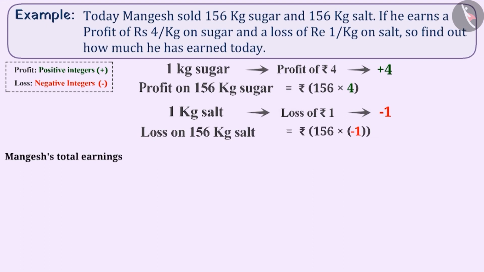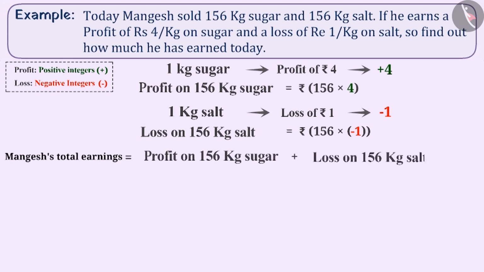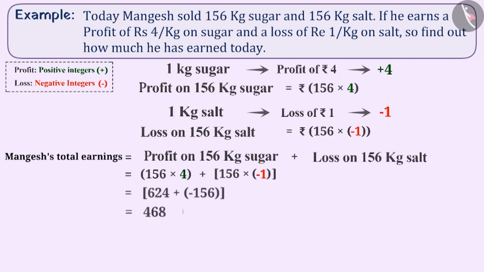So, Mangesh's total earning is equal to profit on 156 kg of sugar plus loss on 156 kg of salt, which is rupees 156 multiplied by 4 plus rupees 156 multiplied by -1 is equal to 624 plus -156 is equal to rupees 468. The positive 468 here shows that Mangesh earned a profit of 468 rupees.